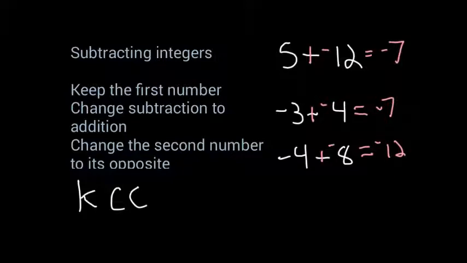So let's say we have 5 minus a negative 12. Kind of like the first one, just change the 12 to a negative. So again, keep the 5, change subtraction to addition, change negative 12 to its opposite, so now it's positive. So now I just have 5 plus 12. So my answer there would be 17.